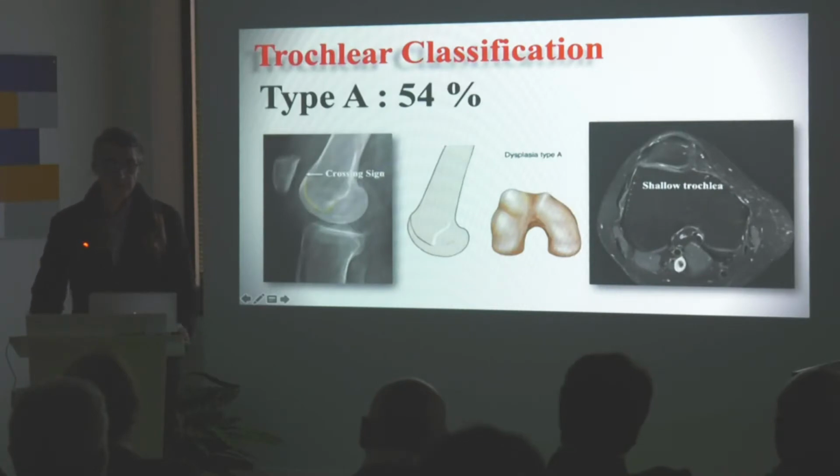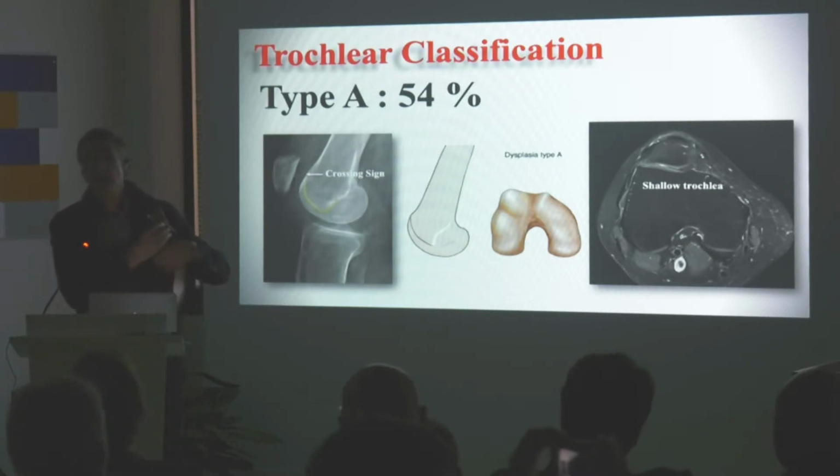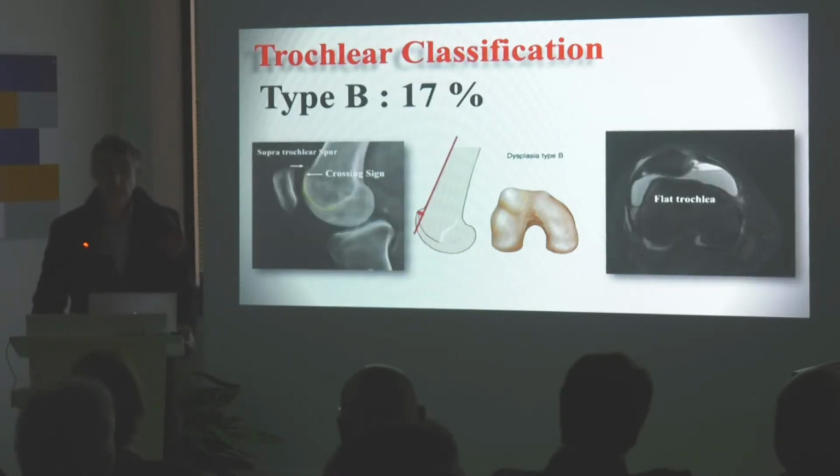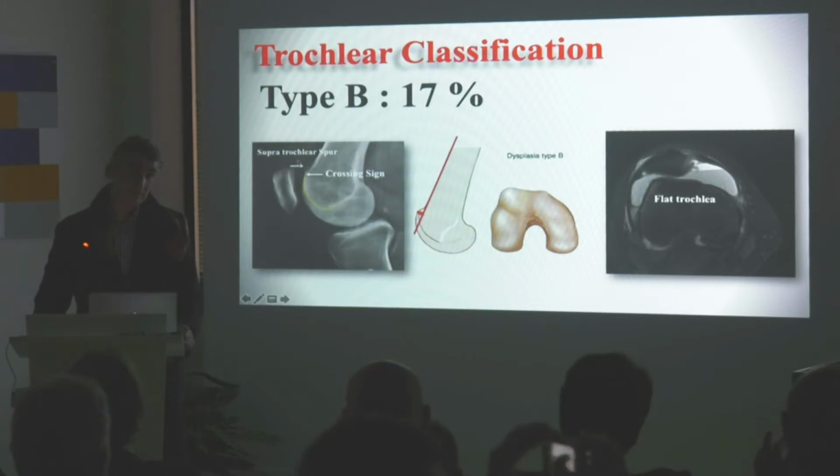Very important. Type A, you have the Blumensaat line here. You follow the groove line, and you have this crossing sign. So type A, the most frequent one, is a normal trochlea, but the trochlea is a little bit shallow. Okay, but you have a medial facet, collateral facet. The type B, 17%, you will have the crossing sign, of course, but you have that prominence above the anterior cortex. And the trochlea is totally flat on the MRI or on the CT.